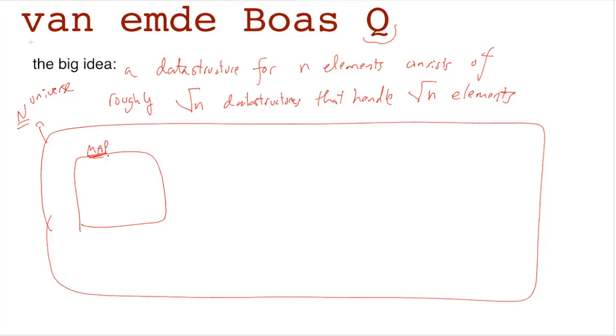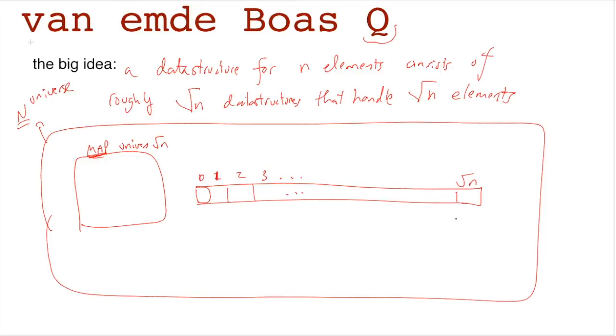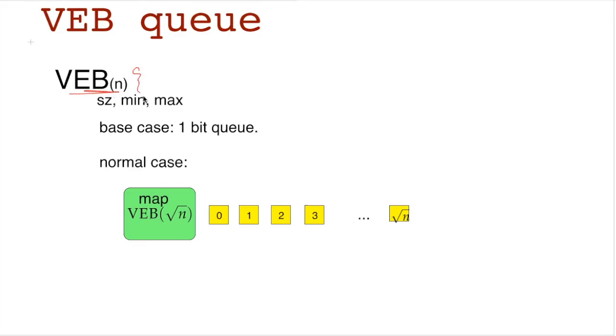And what you're going to do recursively is you're going to have this internal data structure called a map, and it's going to have a universe of size square root of n. And then you're going to have square root of n pointers. Let's call this 0, 1, 2, 3, all the way up to square root of n. And these are going to be pointers to data structures that handle a universe of square root of n. So this VEB data structure is going to keep track of a few things like size, min, and max. You'll see why those are crucial in a second.